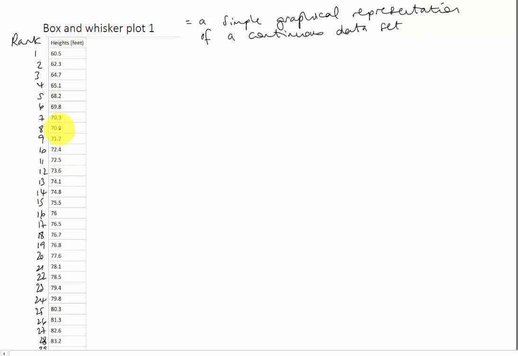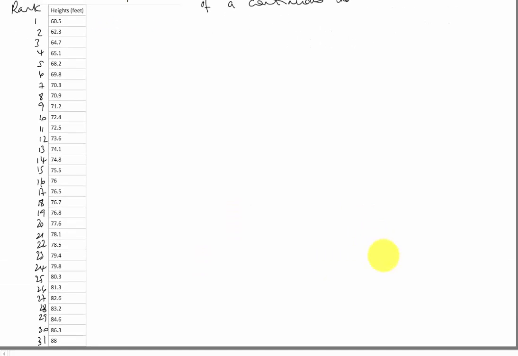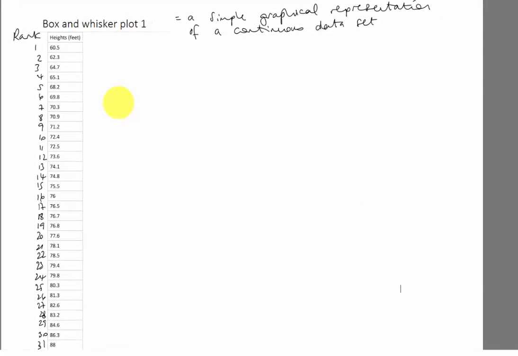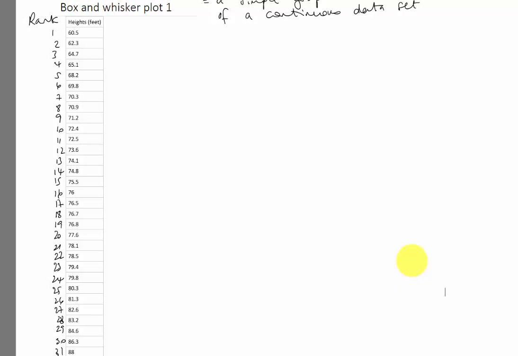So here are our tree heights that we discovered in Unit 5, which I'm going to be revisiting. These are put in rank order, so we're going from the smallest up to the tallest tree. Hold on, let's get this so I can see them all at once. So we've got 31 tree heights in rank order.